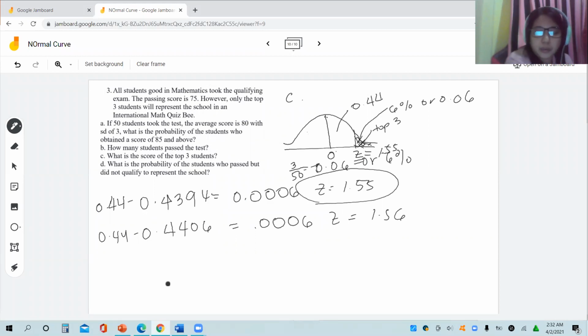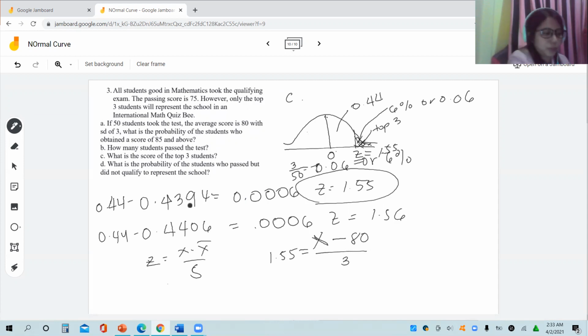Okay, so now, since we obtained the value of the z, can we convert this into the raw data for the actual score? So using the formula, z is equal to x minus mean all over the standard deviation. We can substitute the value of z, which is 1.55. So let us remove the equal sign. 1.55 is equal to, what is our x? Sorry, we do not know the value of x. So that is what we are trying to solve. So x less 80, this is the mean, all over the standard deviation 3.